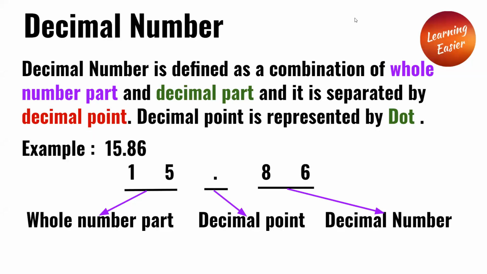Decimal number. A decimal number is defined as a combination of the whole number part and the decimal number part, and it is separated by the decimal point. The decimal point is represented by the dot. Example: 15.86. The 15 is the whole number part and the 86 is the decimal numbers part. Separating the whole number part and the decimal numbers part is the decimal point.